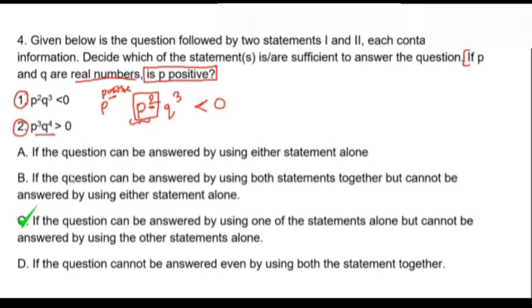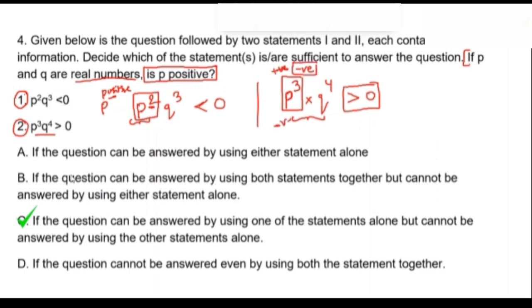Now I'll look at the next one. PQ into Q power of 4 should be greater than 0. When will it be greater than 0? When this value is positive. If you substitute any negative value here, can you get a positive value? If I take a positive value, yes, that would be positive. But if I take any negative value, this definitely gives me negative. Now, is P positive here in this case? No, we are not sure. We cannot say that. It can be positive or cannot be positive. We are not sure with the second one.